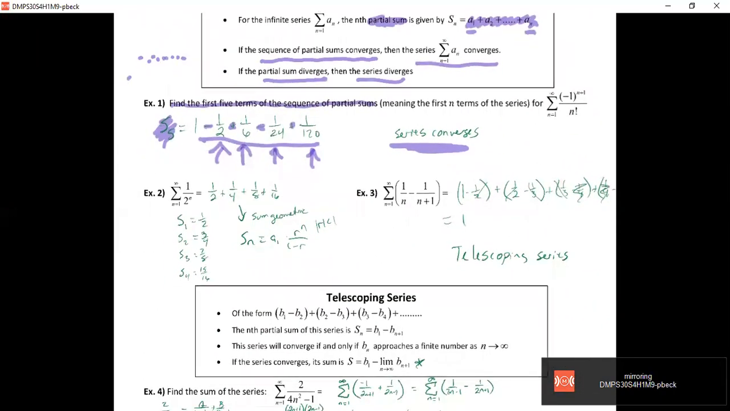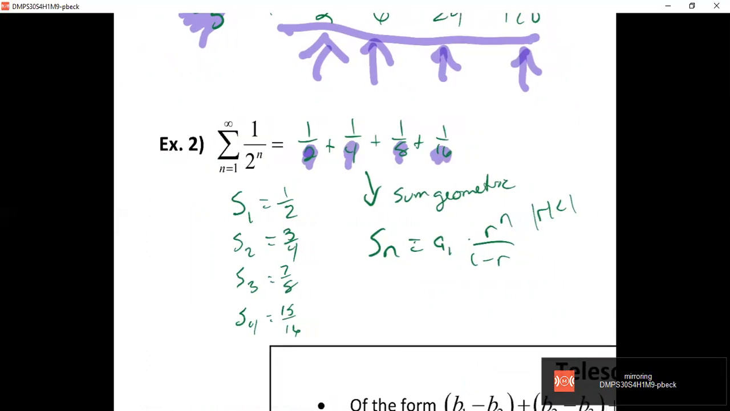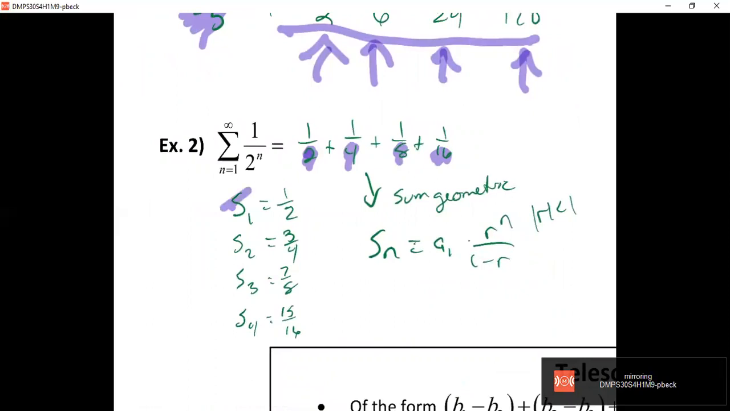So problem number 2, 1 over 2 to the nth power. What we have here is we're going to take the infinite sum, so 1 over 2 plus 1 over 4 plus 1 over 8 plus 1 over 16. I'm not sure if you guys know this pattern, but let's talk about it a little bit. If we write out the partial sums, the first sum is 1/2. 1/2 plus 1/4 is 3/4. 3/4 plus 1/8 is 7/8.